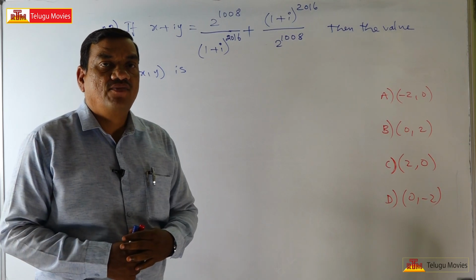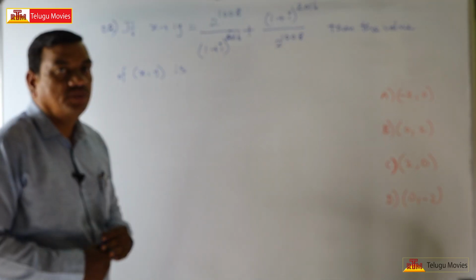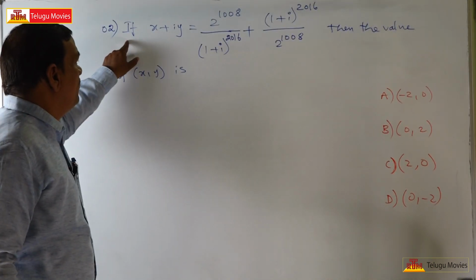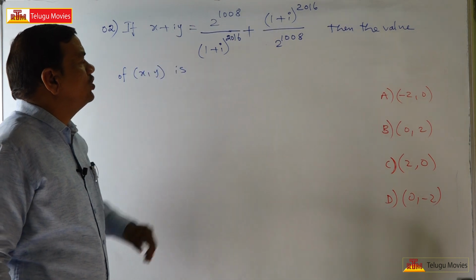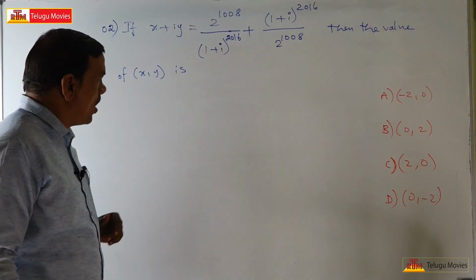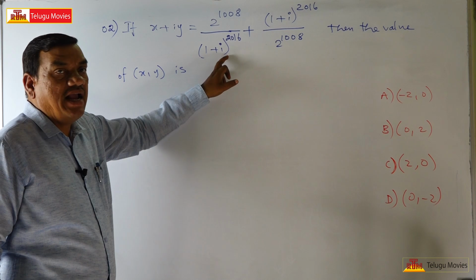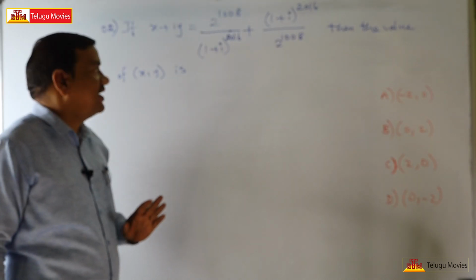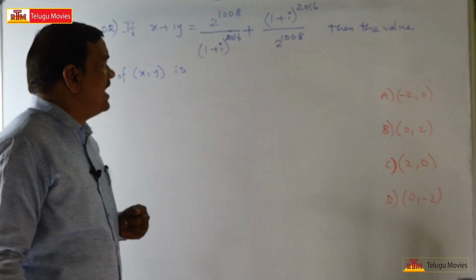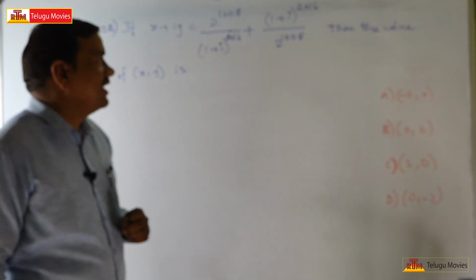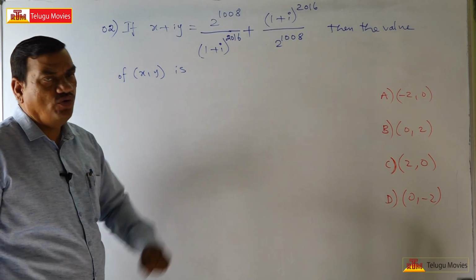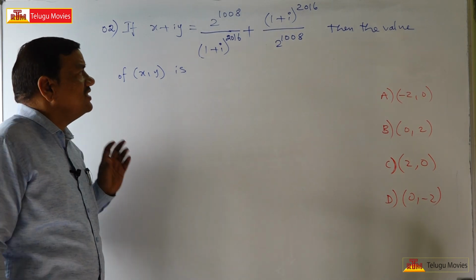Dear students, welcome to the second problem. The second problem is: if x plus iota y is equal to (2 to the power of 1008 upon (1 plus i) to the power of 2016) plus ((1 plus i) to the power of 2016 by 2 to the power of 1008), then find the value of x and y. It is one of the easiest problems.